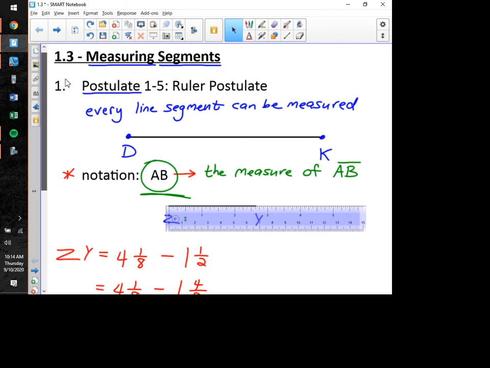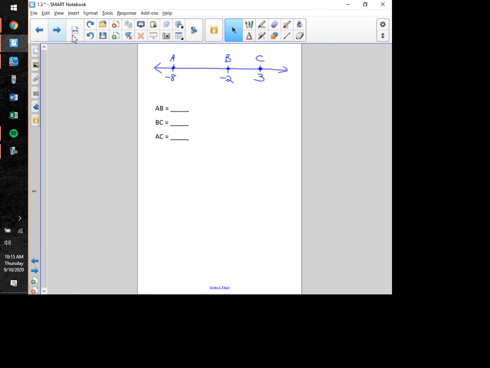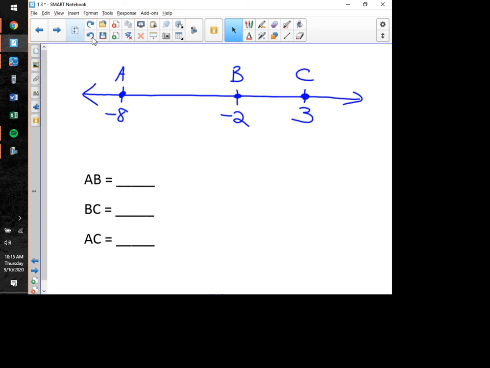So the ruler postulate is not incredibly practical for us. It tells us something that I think we all knew anyway, that you can measure a line segment using a ruler. I don't think we need to call NASA and tell them we just learned something new. But let's talk about how to do it in a problem a little bit more like what we're going to see on our homework.